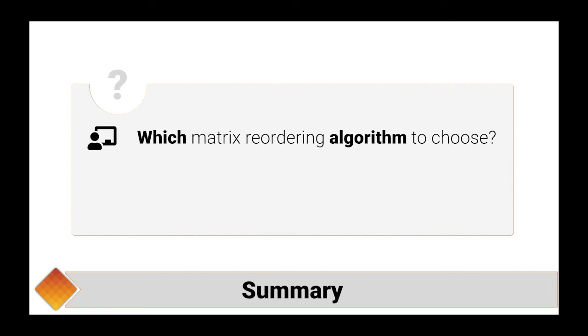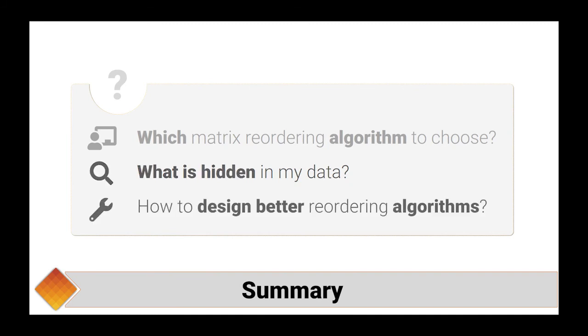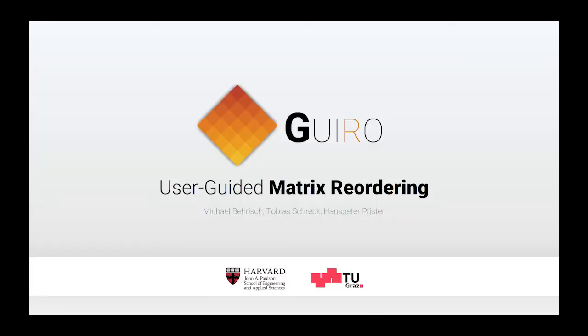In summary, Guiro is designed to answer three recurring research and analysis questions. First, which matrix reordering algorithm should I choose for my current analysis question? Second, which local patterns are hidden in my data and cannot be found with global algorithms? Third, how can algorithm designers develop even better algorithms? With Guiro, our goal is to increase the transparency of matrix reordering algorithms, thus helping a broad range of users to get better insights into the complex reordering process, in turn supporting data and reordering algorithm insights.